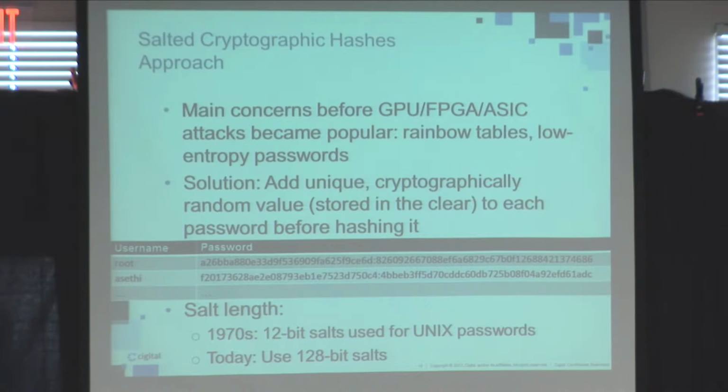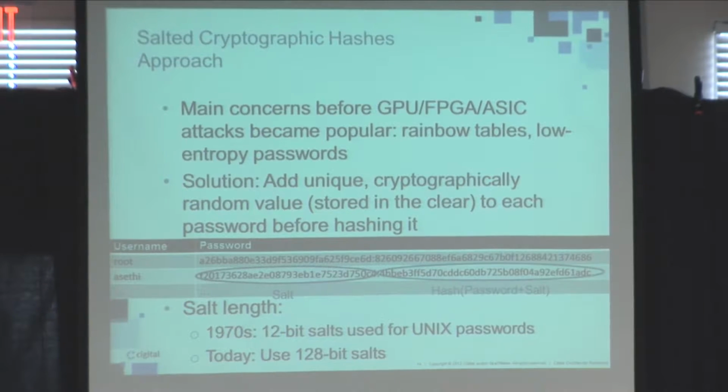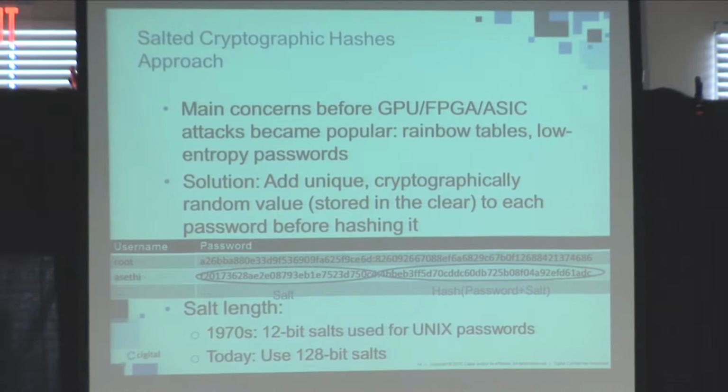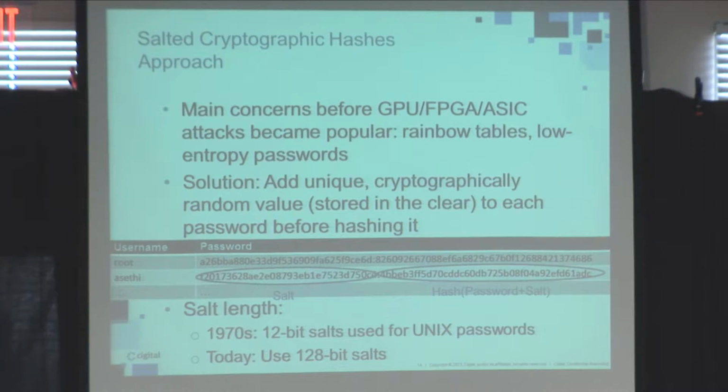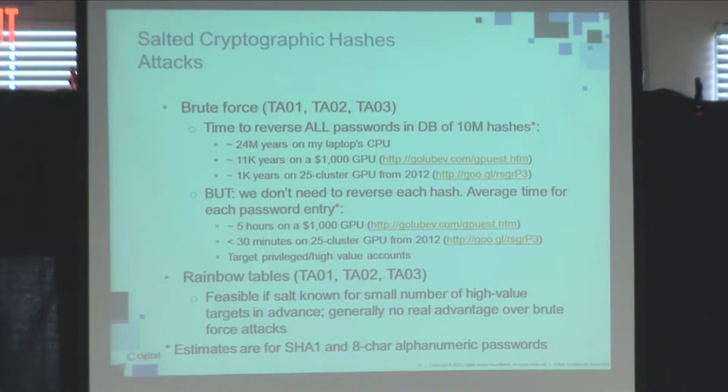So our password store looks something like this. We have the salt, and then we have the hash. Now, how does this protect us? Well, if we start thinking about brute force attacks now, and let's say we have a database of 10 million passwords that are just salted hashes. Assuming that we're using long random salts, the time to reverse all of them just becomes infeasible now, because now you have to crack every single hash separately.